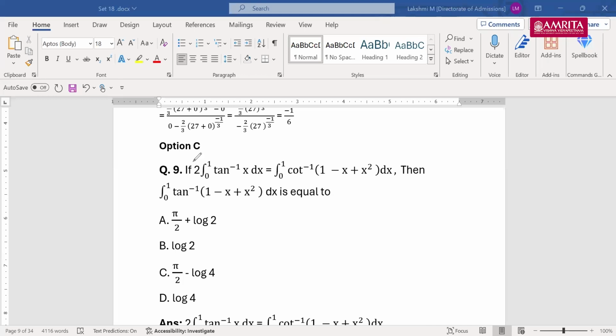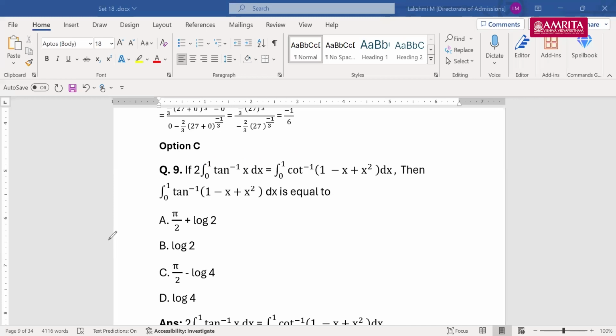This question is a little bit tricky in terms of where you start and how you solve it. The question is 2 into integral of 0 to 1 tan inverse x dx equal to integral of 0 to 1 cot inverse of 1 minus x plus x square dx. And it's asking integral of 0 to 1 tan inverse of 1 minus x plus x square. Okay, I could see there is option C, pi by 2 minus log 4. There is option B also, log 2.